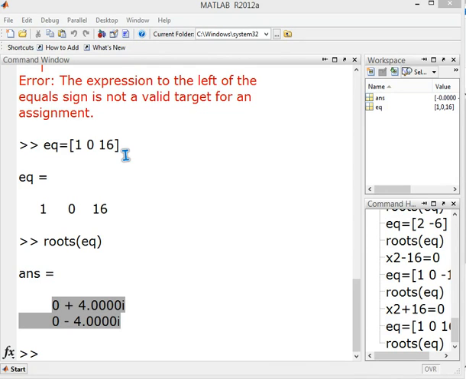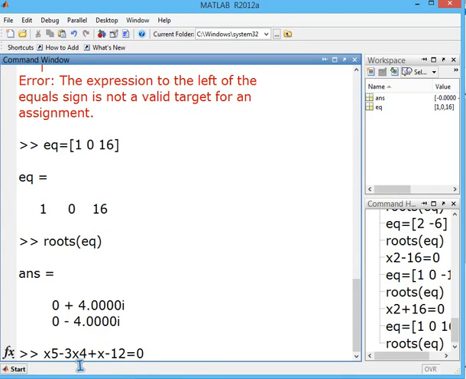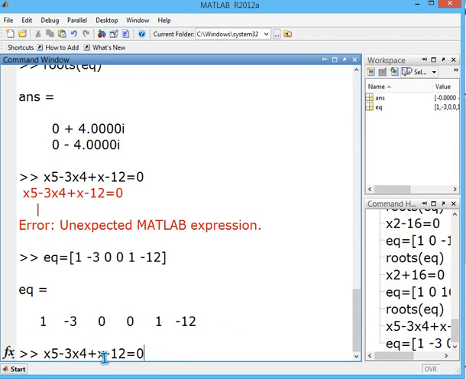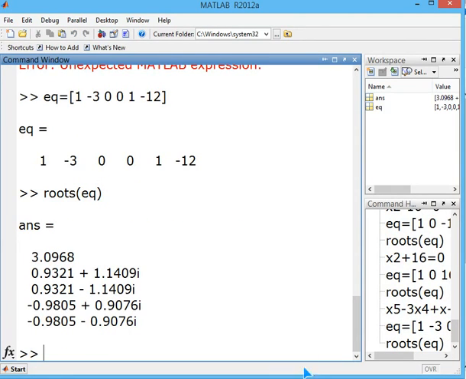Now let's go to a bigger equation, say a fifth degree equation, that is x to the power 5 minus 3x to the 4 plus x minus 12. For that again we have to make a vector first, that is EQ is equal to 1, all coefficients whether positive or negative, minus 3, then 0, then 0, then 1, then minus 12, and let's see what the solution will be by calling the function roots with parameter EQ. So this is the solution we have, with imaginary roots.